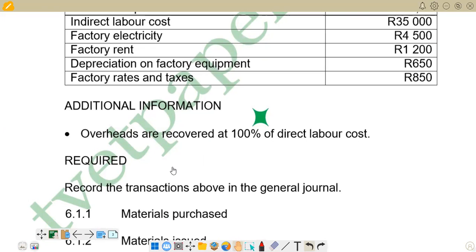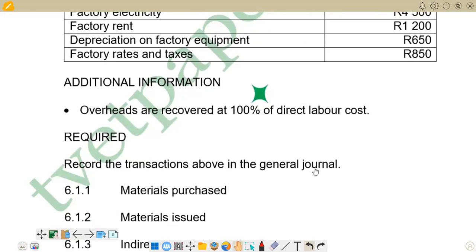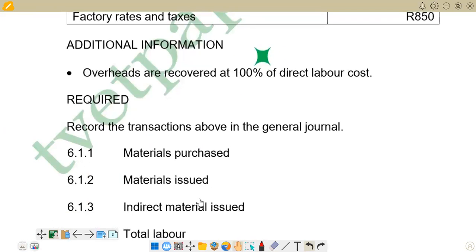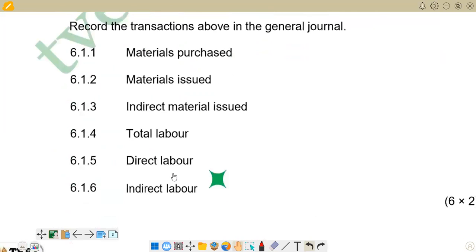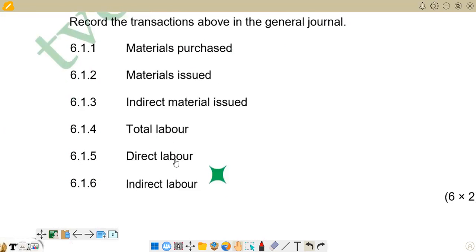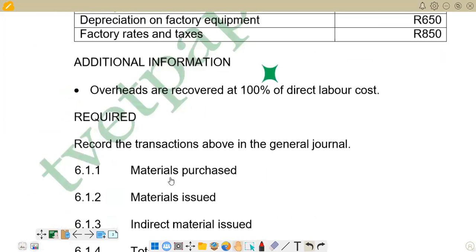And then additional information reads overheads are covered at 100% of direct labor cost. On the required part, we need to record the transactions above in the general journal. And 6.1.1 is the materials purchased, and then we've got the materials issued, and then indirect materials issued, total labor, direct labor, and indirect labor. So basically, this question is on the general journal, very important to take note.